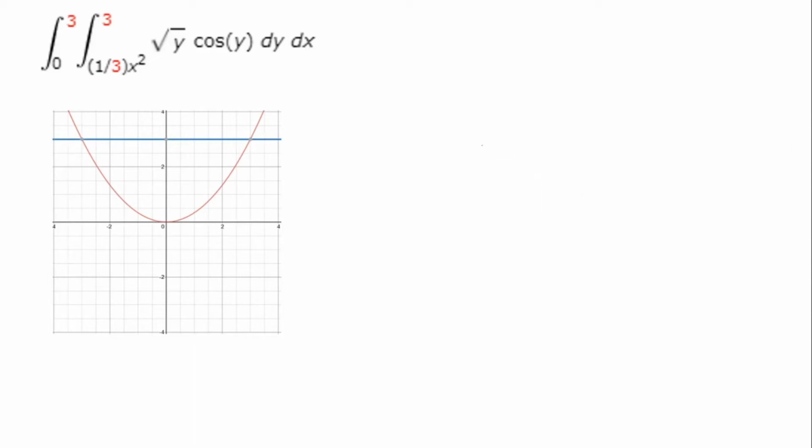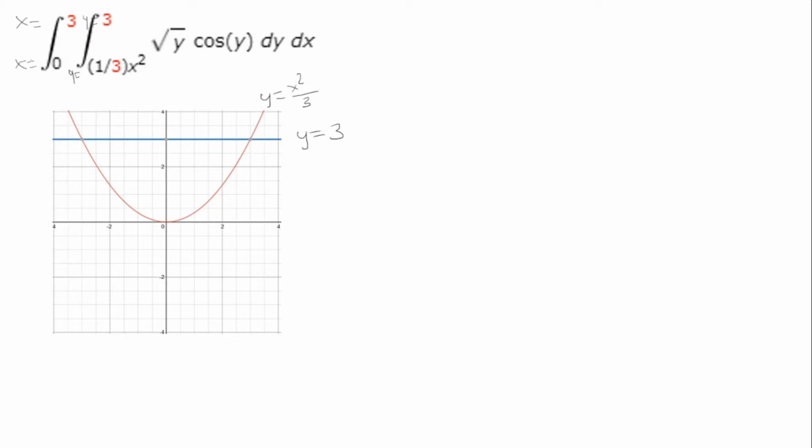I want to solve this integral by changing the order of integration. So first thing to notice is this goes from y equals x squared over 3 to y equals 3, and x equals 0 to x equals 3. So if we look at the graph here, the blue line is y equals 3, the red is x squared over 3.